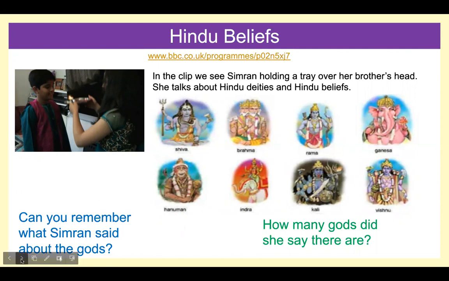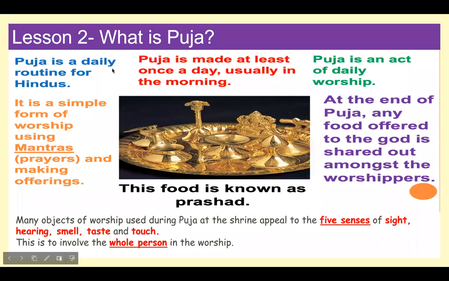So we're going to move on in our learning a little bit now, and we're going to think about what puja is. So puja is a daily routine for Hindus, and it's made at least once a day, usually in the morning, and it is an act of daily worship. A bit like we have assemblies every day in school, which is an act of daily worship. Hindus will have puja, which is done at least once a day and usually in the morning.